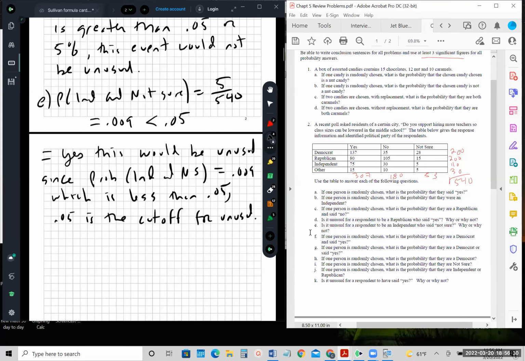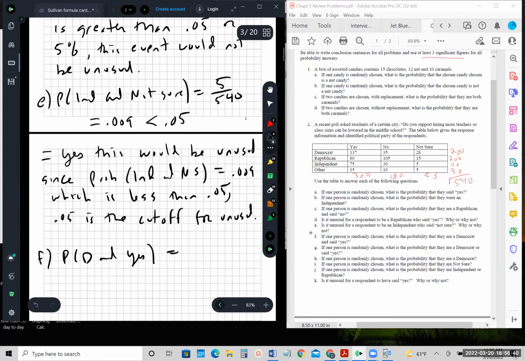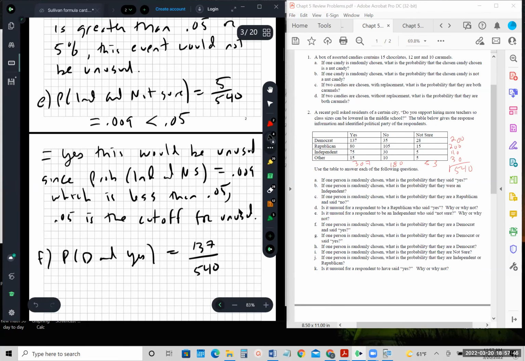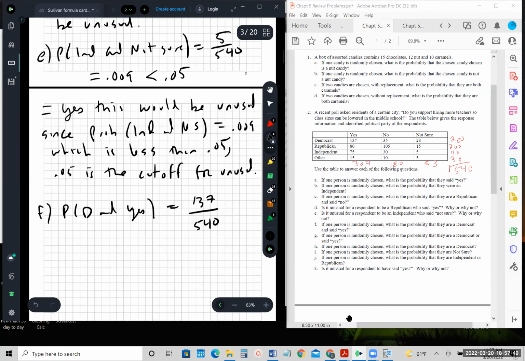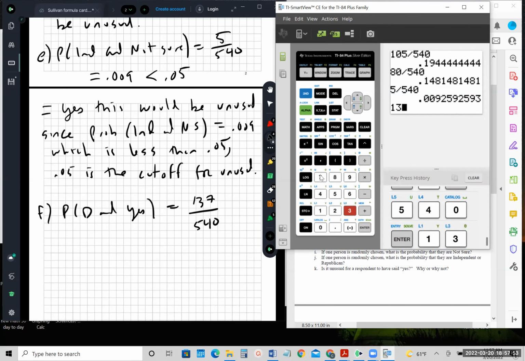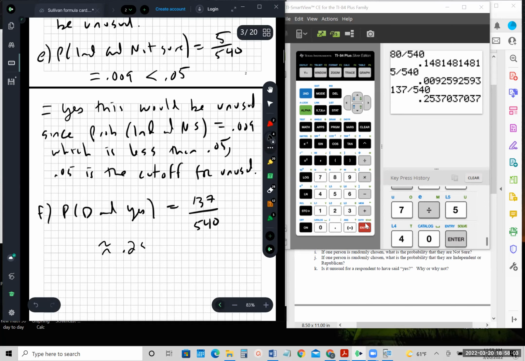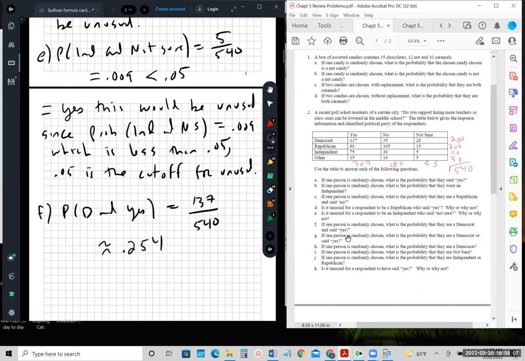Okay, so that would be the answer for E. F is if one person is randomly chosen, what is the probability they are a Democrat and said yes? So for probability F, the probability they're Democrat and said yes, that would be 137 out of 540. Okay, so for part F, we have 137 divided by 540, and I get 0.2537, so roughly 0.254. That would be the answer for F.